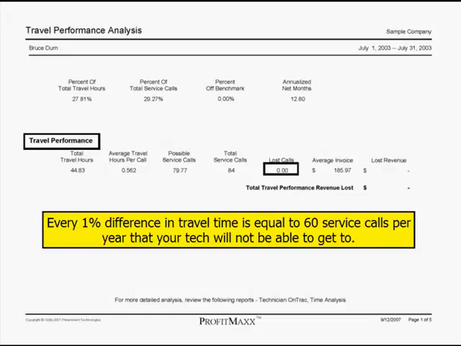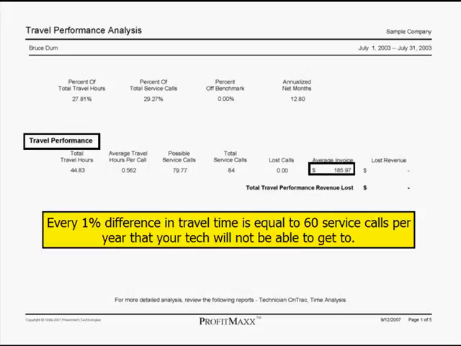The lost calls is the number of service calls lost by underperforming in the travel category. In Bruce's case, this is 0 because he has no lost service calls. He made it to more service calls than we expected, and again, remember that we're not going to penalize the tech for meeting or exceeding our expectations. The technician who only made 74 service calls lost 6 calls by underperforming in the travel time category.